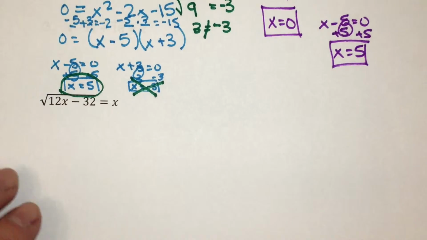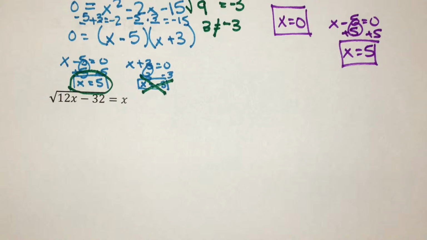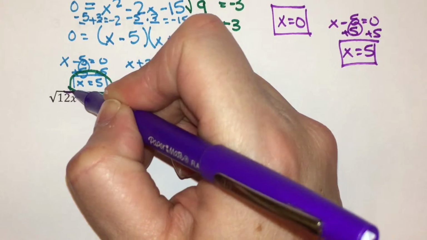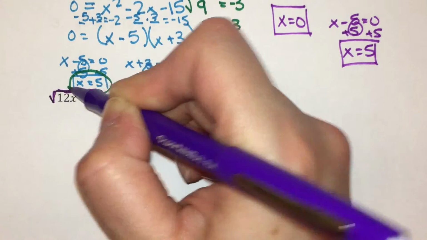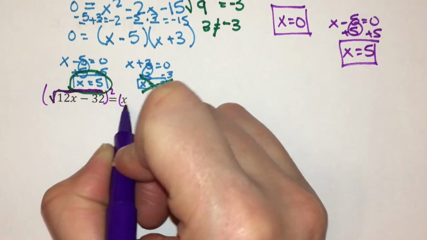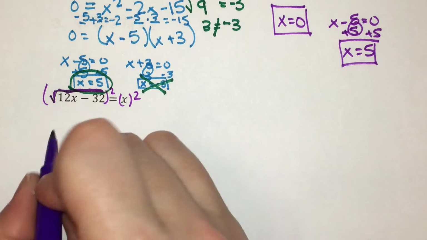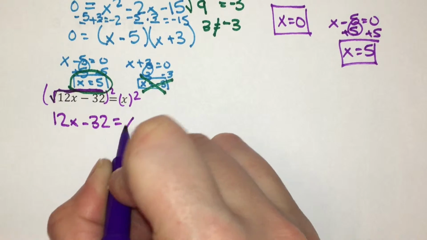All right, let's try another one. We have the square root of 12x minus 32 is equal to x. This entire thing is under the square root sign. I kind of wrote over it, so it's hard to see. Okay, so I am going to square both sides. So I have 12x minus 32 is equal to x squared.